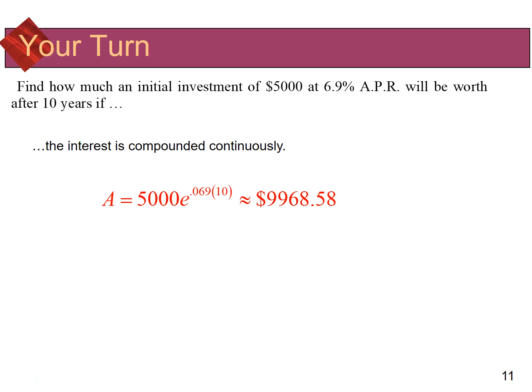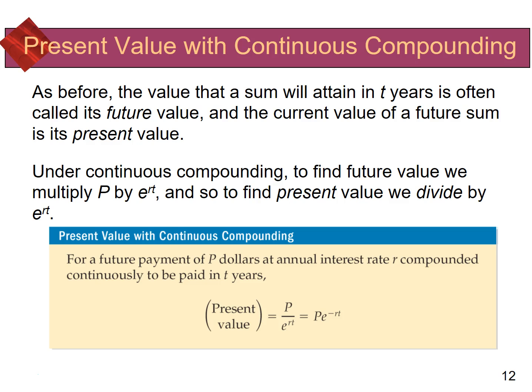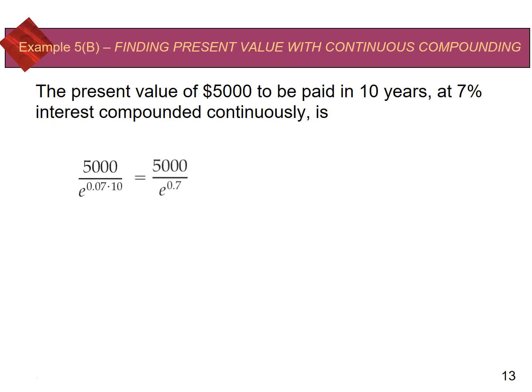Now they go into present value for the same circumstance, but all you're doing is essentially rearranging your compound interest formula for continuously compounded interest. So here they show the present value of $5,000 to be paid in 10 years at 7% interest compounded continuously.